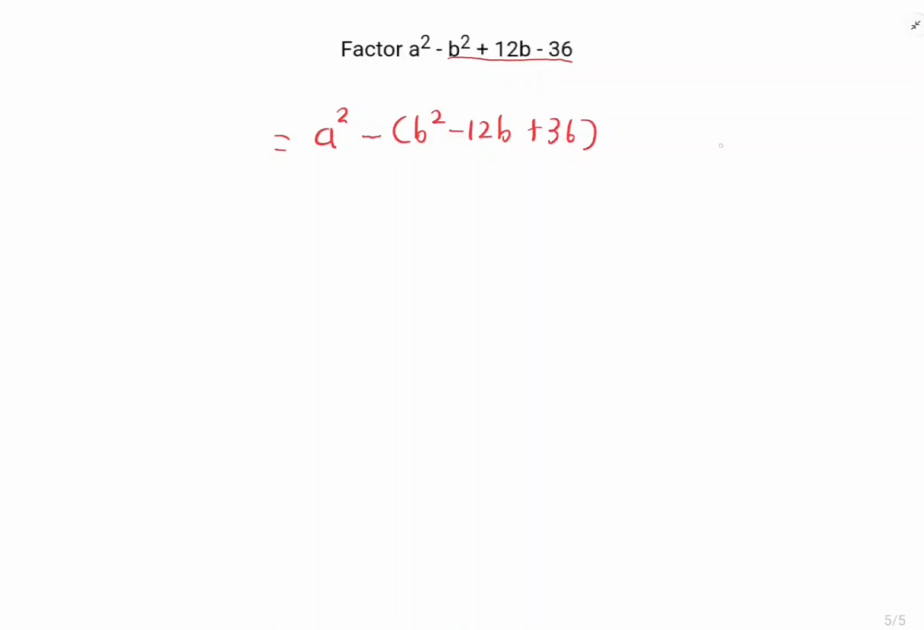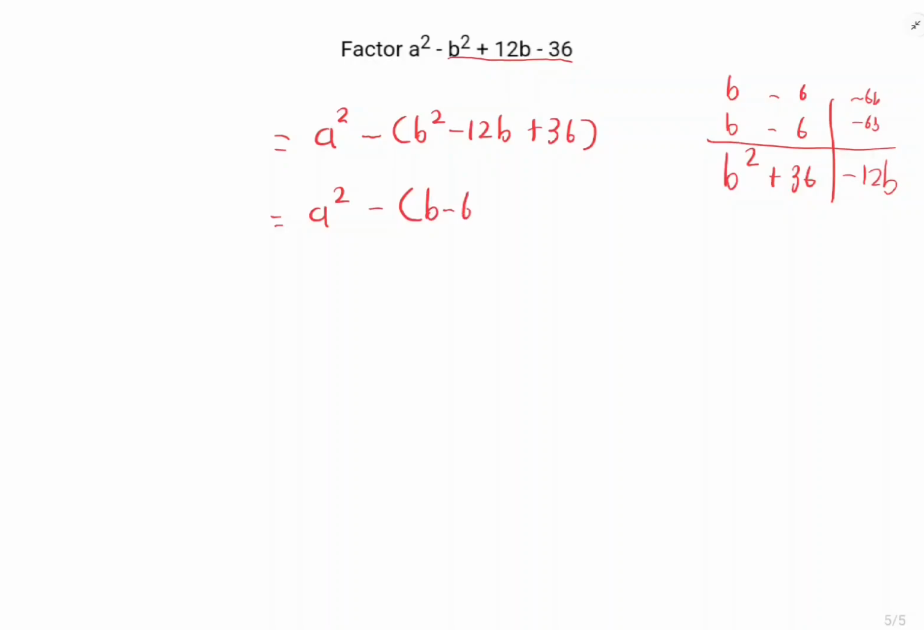So let us see if we can factorize this. It's going to be b squared plus 36 minus 12b. So it's going to be b, b, 36. What are the factors of 36? It's going to be 6, 6, because 6 times 6 is 36. Then we could put negative here because negative multiplied by negative is positive. Cross multiply, you're going to get minus 6b. When you add them, it is 12b. So, a squared minus b minus 6. If we rewrite this, it's a squared minus b minus 6 squared.